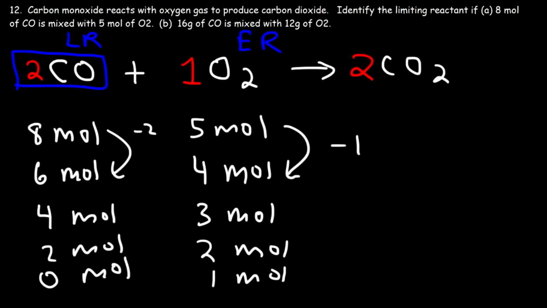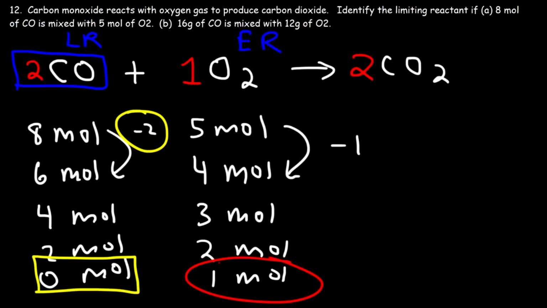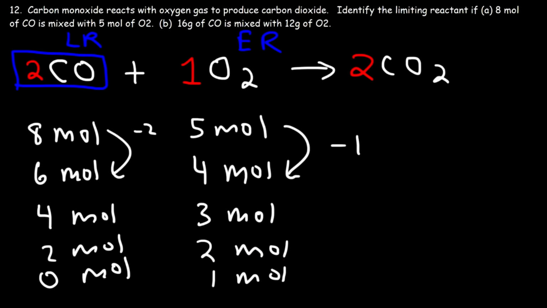So notice that CO runs out first because it's decreasing at a faster rate. So CO is the limiting reactant. And when its reaction is completed, we're going to have 1 mole of the excess reactant left over. So this is why it helps to find the moles per coefficient ratio. Whichever reactant has the lowest mole per coefficient ratio, that's the one that's going to run out first. Now, let's move on to part B.